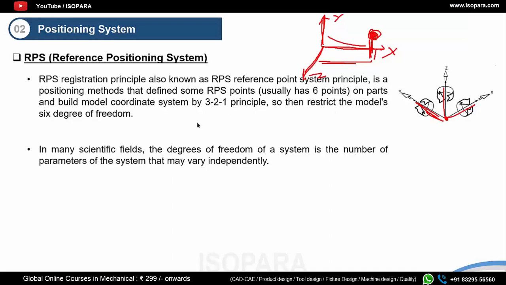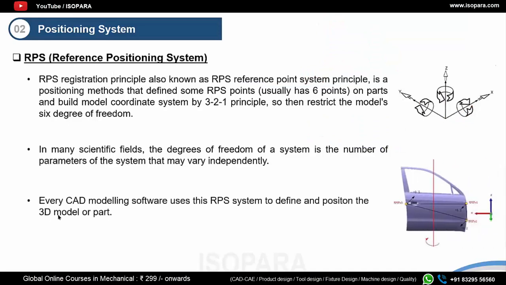Okay, so the RPS, or reference point system, principle is a simple positioning method that defines these RPS points throughout a part. Let's say I have this square, and I specify some reference points which would be enough to locate this part or locate the features of this part, and we can check their accuracy also. That is why the RPS system is used. Every CAD modeling software uses this RPS system to define and position the 3D model or part.